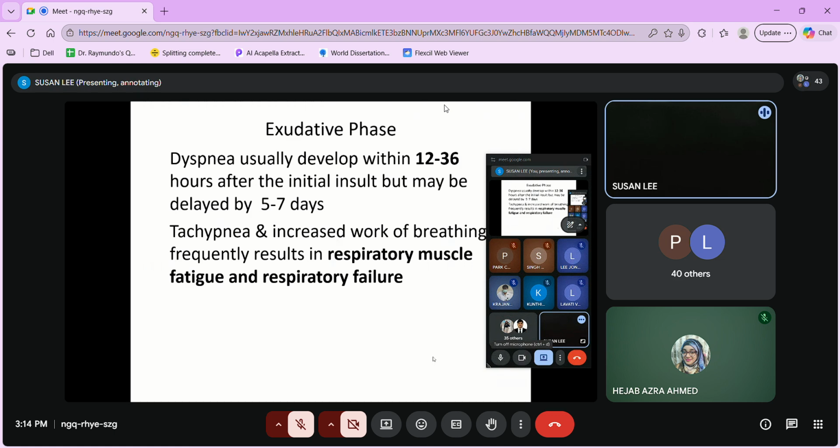Okay. So at this phase, your patients would have tachypnea, increased work of breathing. So that means you would have increased use of accessory muscles of your respiration. You see a lot of retractions, and if this does not change, then this can lead to the development of your respiratory muscle fatigue, leading to your respiratory failure. Further deterioration leads to respiratory failure.